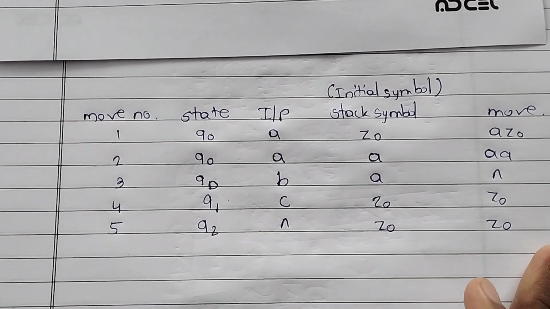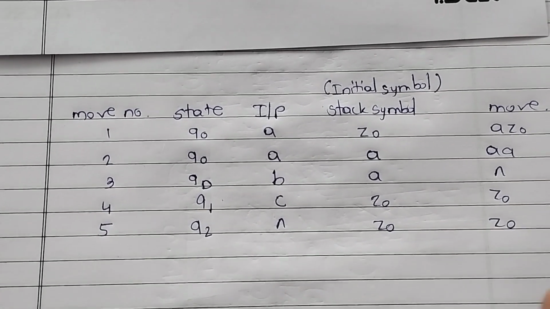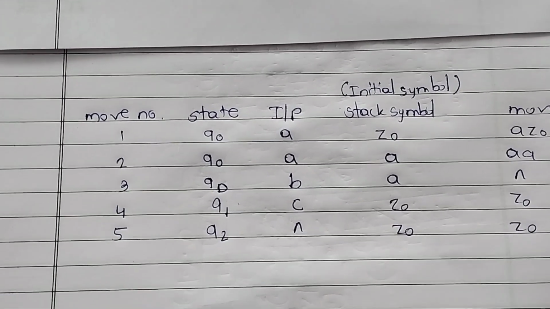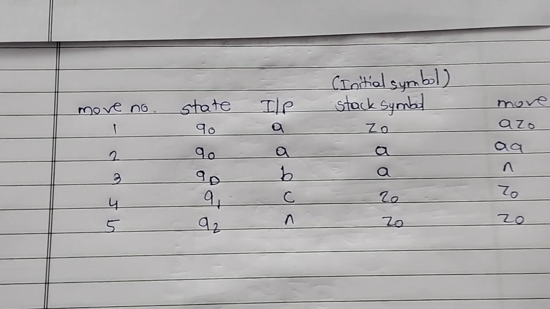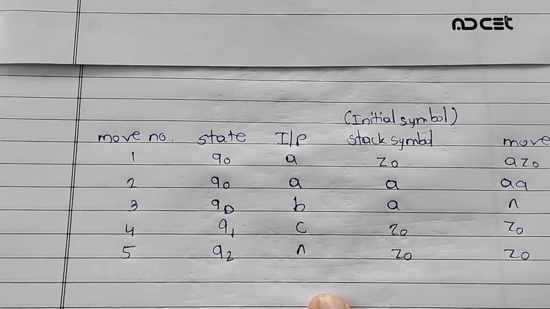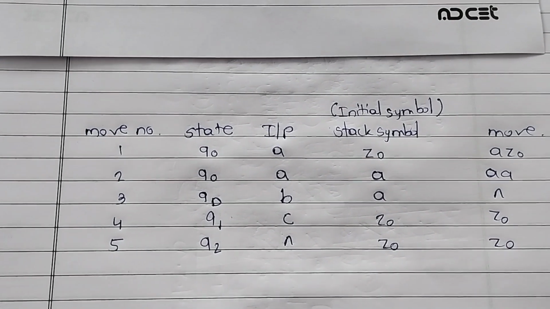So if the question is for 2 to 3 marks or 4 marks, then if you only draw the PDA, it is enough for that question. But if the question is for 6 marks or 7, 8 marks, then this PDA plus this table is required, and then we get full marks.